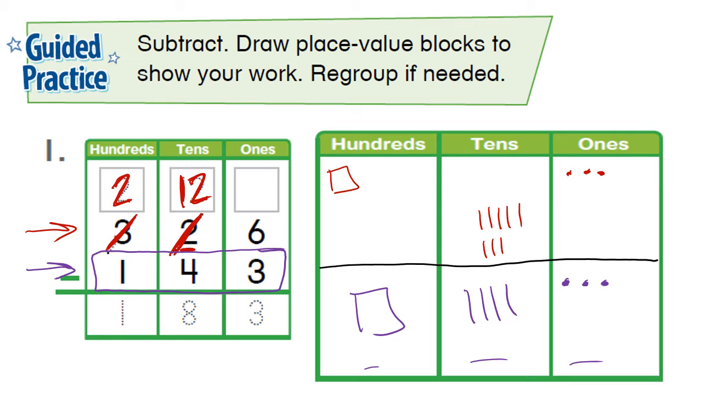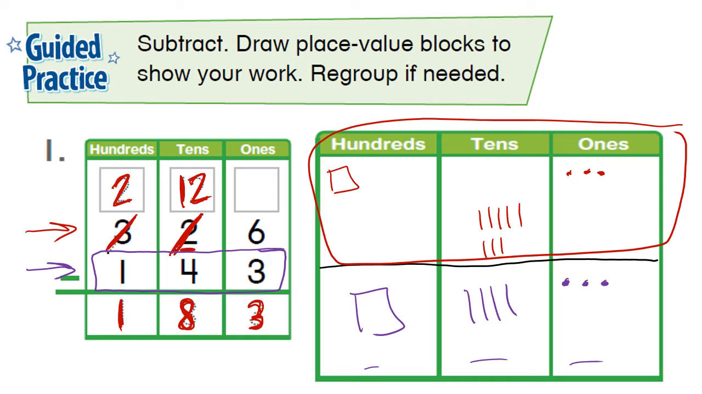The top half of our chart should now be the difference. What is left over now that we have subtracted 143? And we have 1 flat, 100. We have 8 rods for 80. And we have 3 units. So our difference, what's left in the top half, is 183.